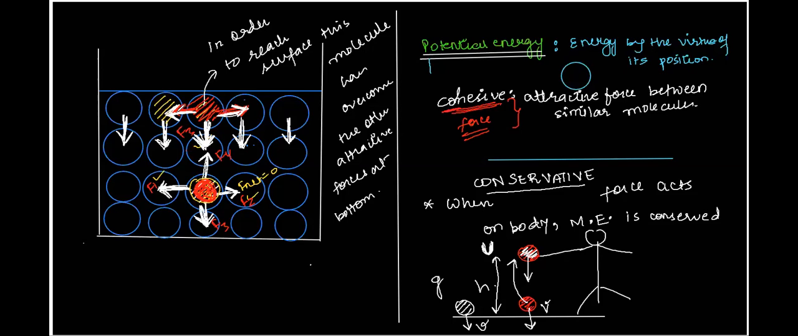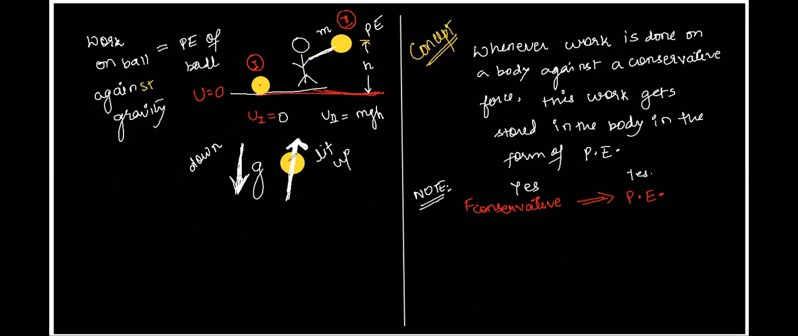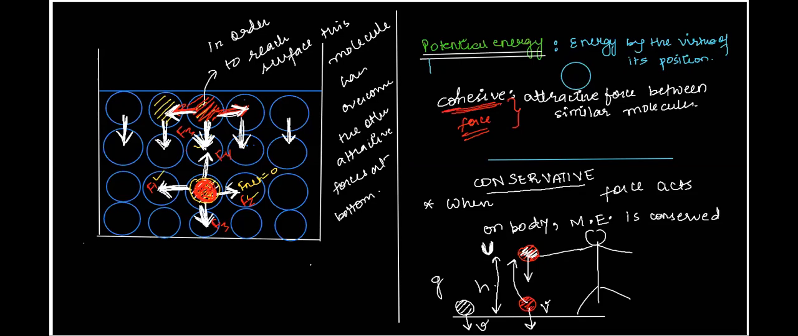Now, the way in case of gravity, when we were doing work against the force, that work was getting stored as potential energy. On a similar plane, this molecule which was initially downwards came upwards against the attractive forces of its neighboring molecules and reached the topmost surface. The work done by this molecule gets stored in it. So this work done is stored in the form of potential energy of molecules at the surface.